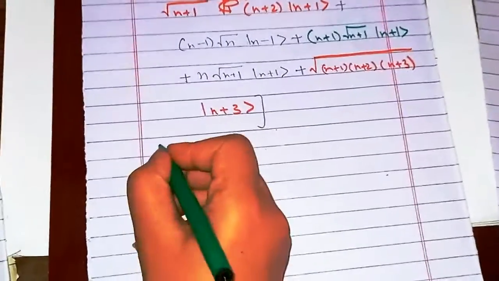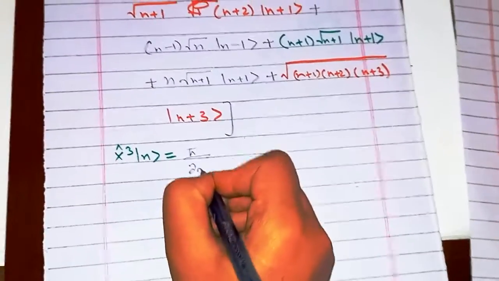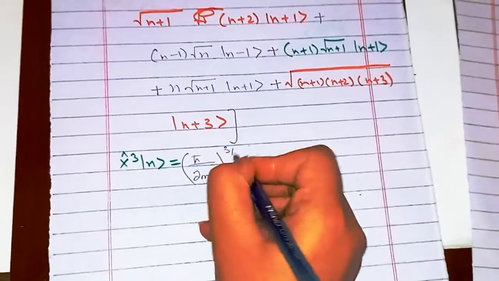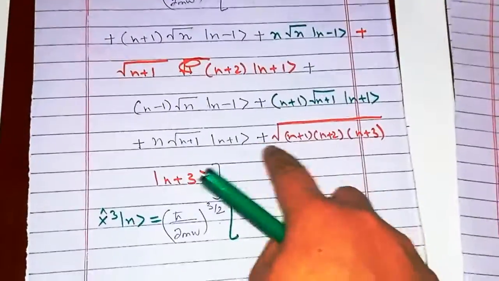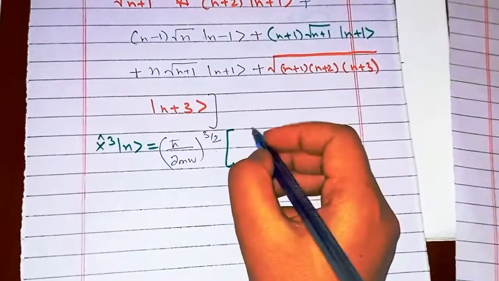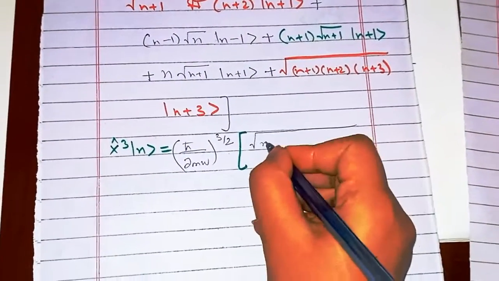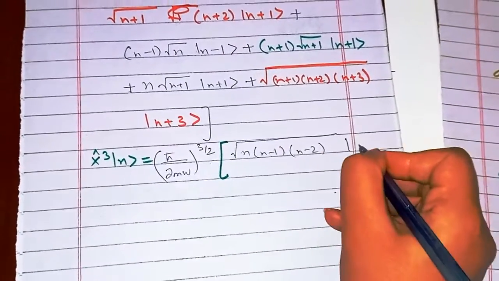Let's do that. X cube n is equal to h cut by 2m omega to the power 3 by 2. Then the bracket starts, and I'm going to write this term and these unique terms first, because they don't need to be simplified. And it's under root n into n minus 1, n minus 2, ket is n minus 3.